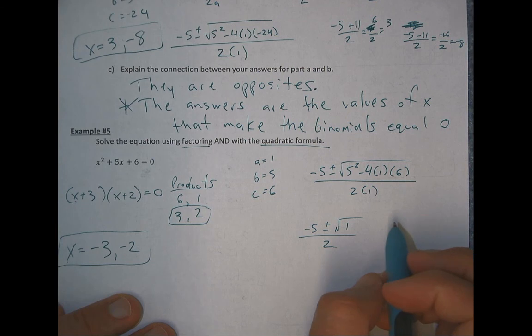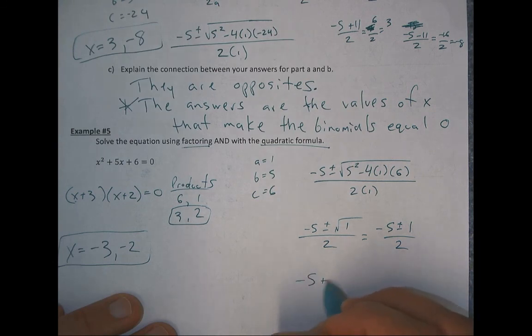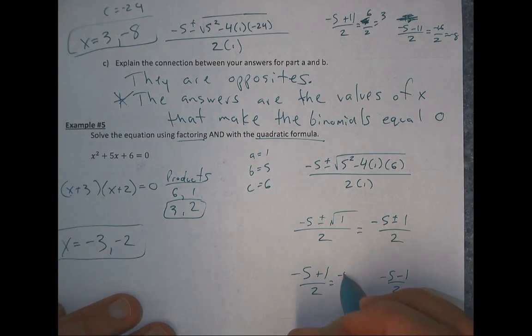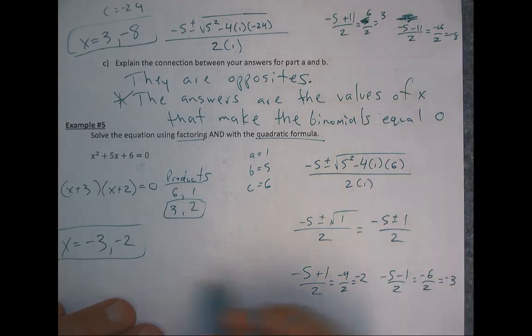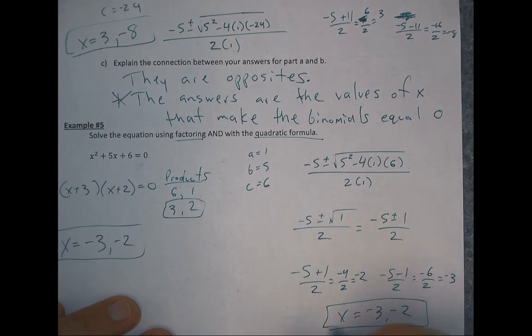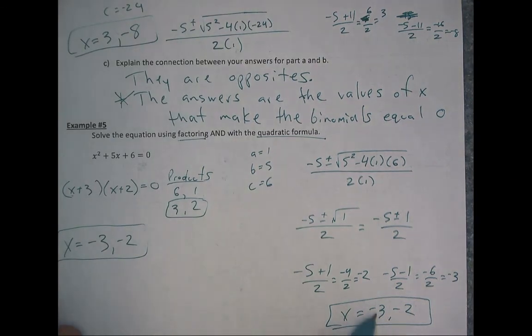Square root of 1 is 1. So it's -5 plus or minus 1 over 2. So -5 plus 1 over 2, and -5 minus 1 over 2. Okay, that's -4 divided by 2. It's -2. And then this is -6 over 2, which is -3. So x equals -3 and -2. We've backed up our factoring skill and shown that it actually works.